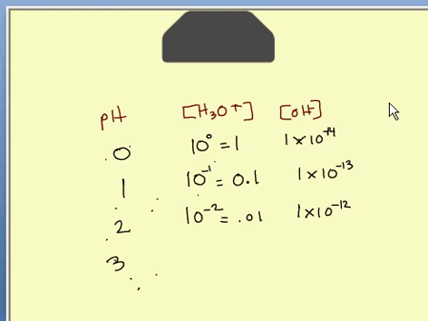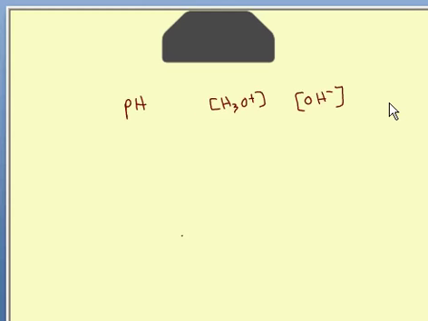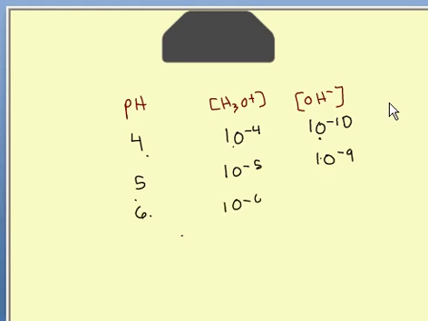If my pH is 3, my concentration of hydronium, or proton, is equal to 10 to the minus 3, so my concentration of hydroxide is 1 times 10 to the minus 11. If my pH is 4, my proton concentration is 10 to the minus 4, and my concentration of hydroxide is 10 to the minus 10. If my pH is 5, my concentration of hydronium is 10 to the minus 5, and my concentration of hydroxide is 10 to the minus 9. If my pH is 6, my concentration of hydronium is 10 to the minus 6, and my concentration of hydroxide is 10 to the minus 8.